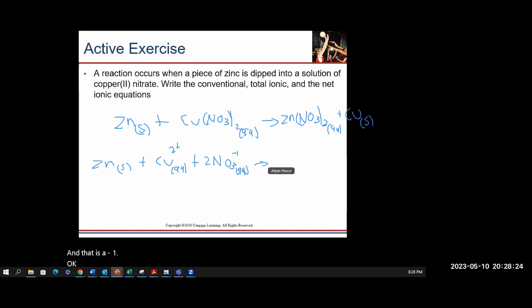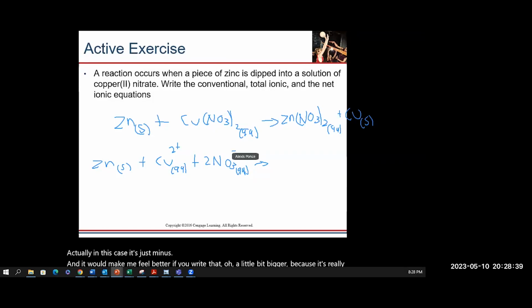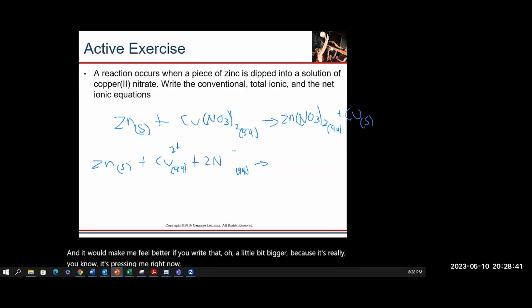Or 1 minus. I don't know, would this be wrong? I sometimes put the minus first. It's just minus, actually, in this case. Okay. And it would make me feel better if you write that O a little bit bigger because it's really pressing me right now. I'm just kidding. Smart ass.